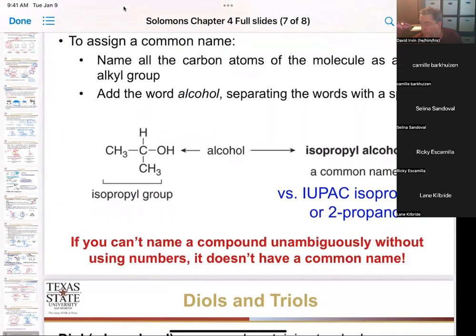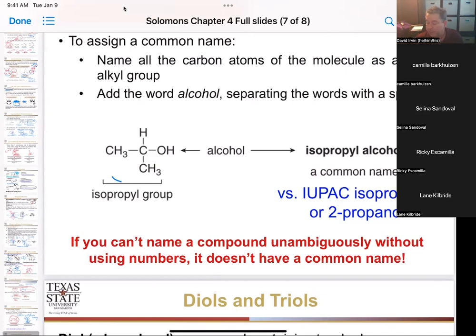All right, so now let's talk about common names. In the case of common names, we don't have to find the longest chain. What you're looking for is whether what the OH is attached to is a common substituent. So in the case of a methyl group, a common name would be methyl alcohol. If it was an ethyl group, it would be ethyl alcohol. But remember, we have isopropyl, we have regular propyl, we have butyl, sec-butyl, isobutyl, and tert-butyl. So you would use those substituent names in our system.